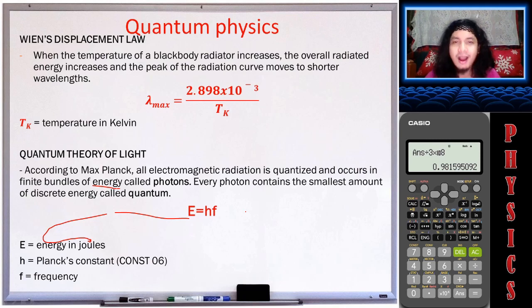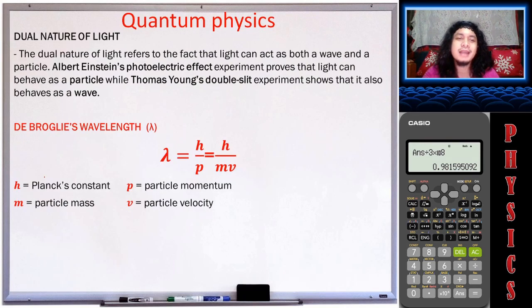Easy. Okay. Next, the dual nature of light. Ito yung pinagtatalunan nila. Ano ba yung light? Energy ba yan? Particle ba yan? Wave ba yan? Kanya-kanya sila. Pero ito, the dual nature of light refers to the fact that light can act as both a wave and a particle.